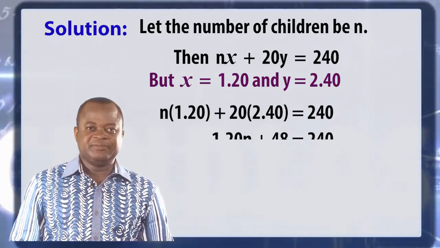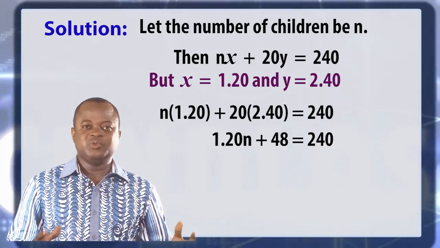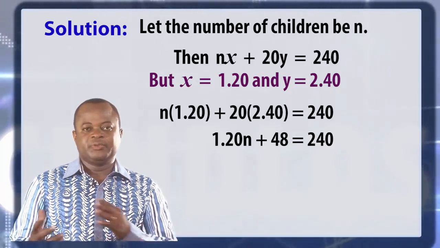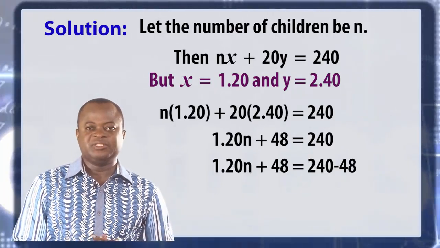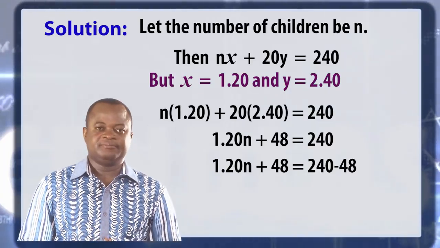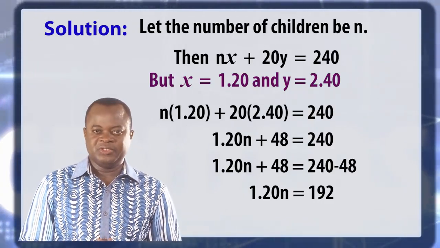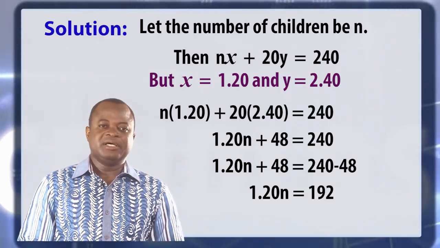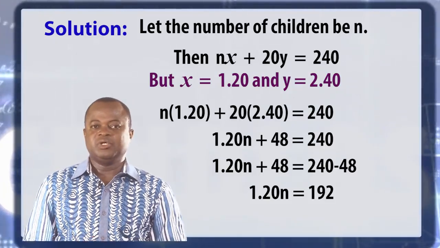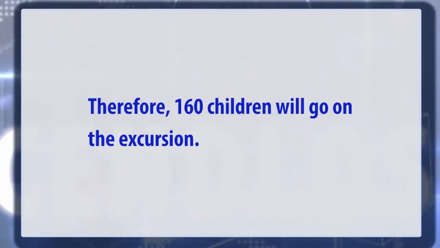So that gives us 1.20n plus 48 is equal to 240. So we group like terms. We have 1.20n is equal to 240 minus 48. That gives us 1.20n is equal to 192. Now we divide both sides of the equation by 1.20, and that will give us n is equal to 160. Therefore, 160 children will go on the excursion.